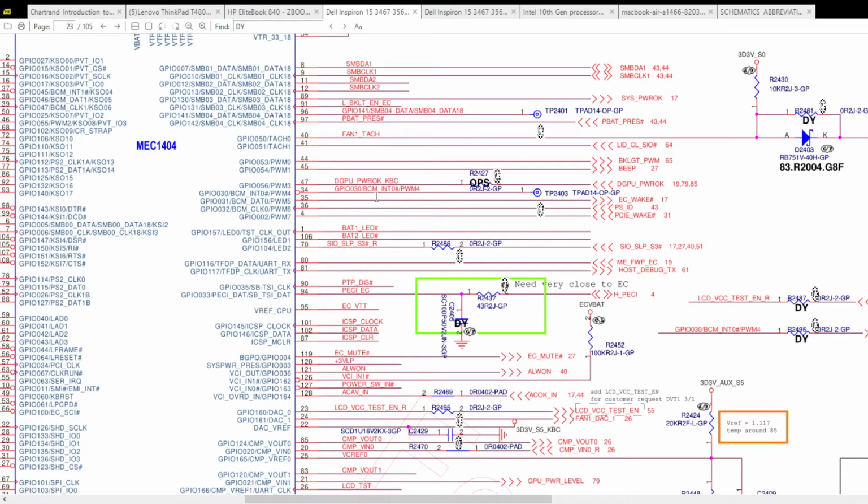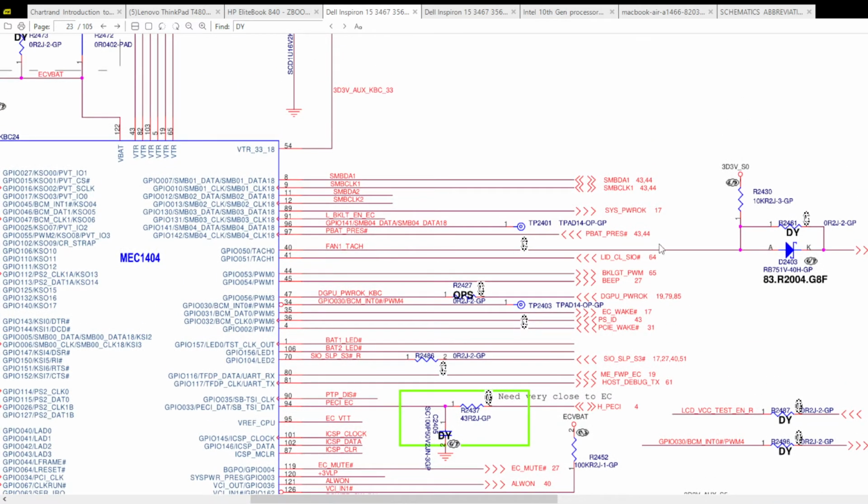Take an example here. You can see that this one is called ALBKTLTENEC. Another one here is PBATPREC. So this one is PBAT press, which means power battery present. This is the signal that informs the EC that the battery is installed or is present.